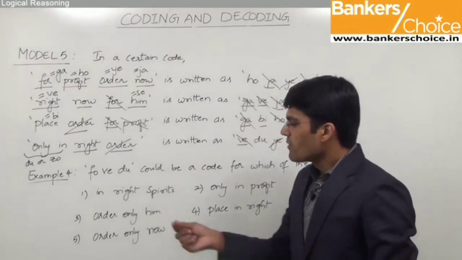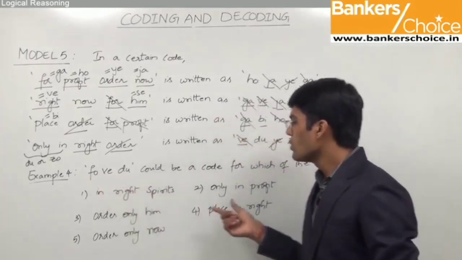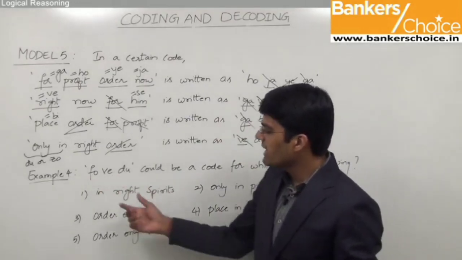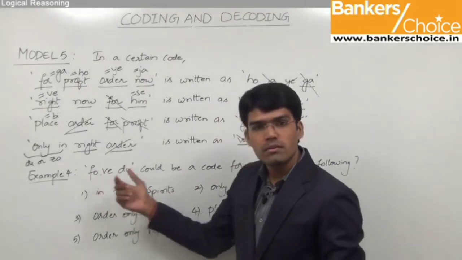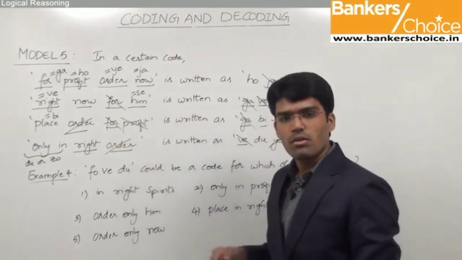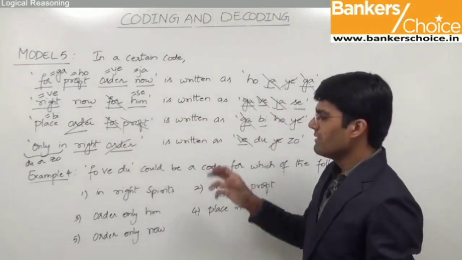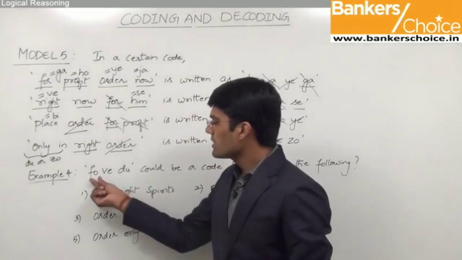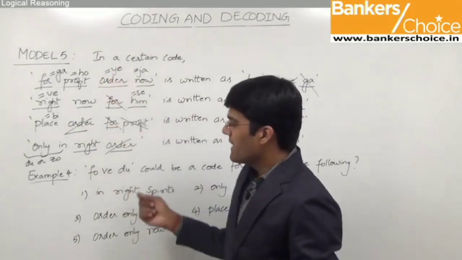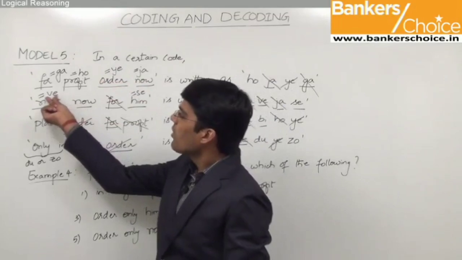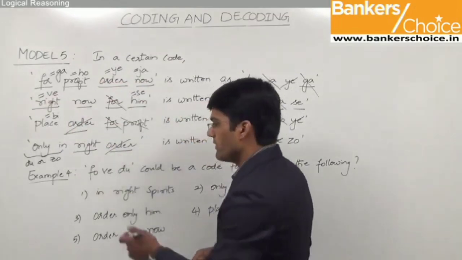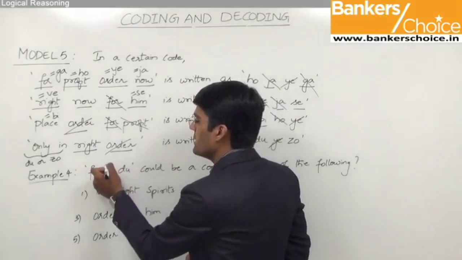Here the question is, for, way, do could be a code for which of the following options? So here we need to find out the decoded form for the given code. As we have already found all the possible codes from the given question, let us first find out what are the possible words for the given codes. From these statements we can find that the code VE is used for the word right. So very clearly VE means right.